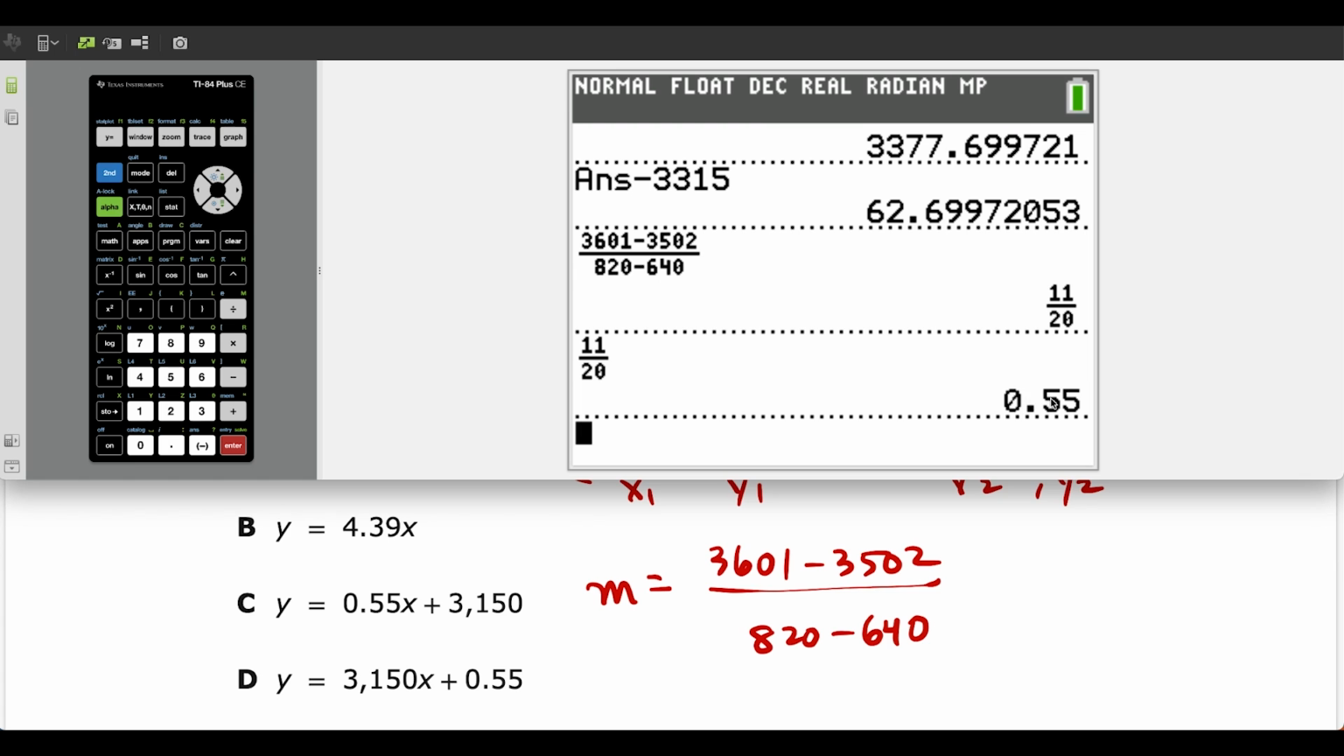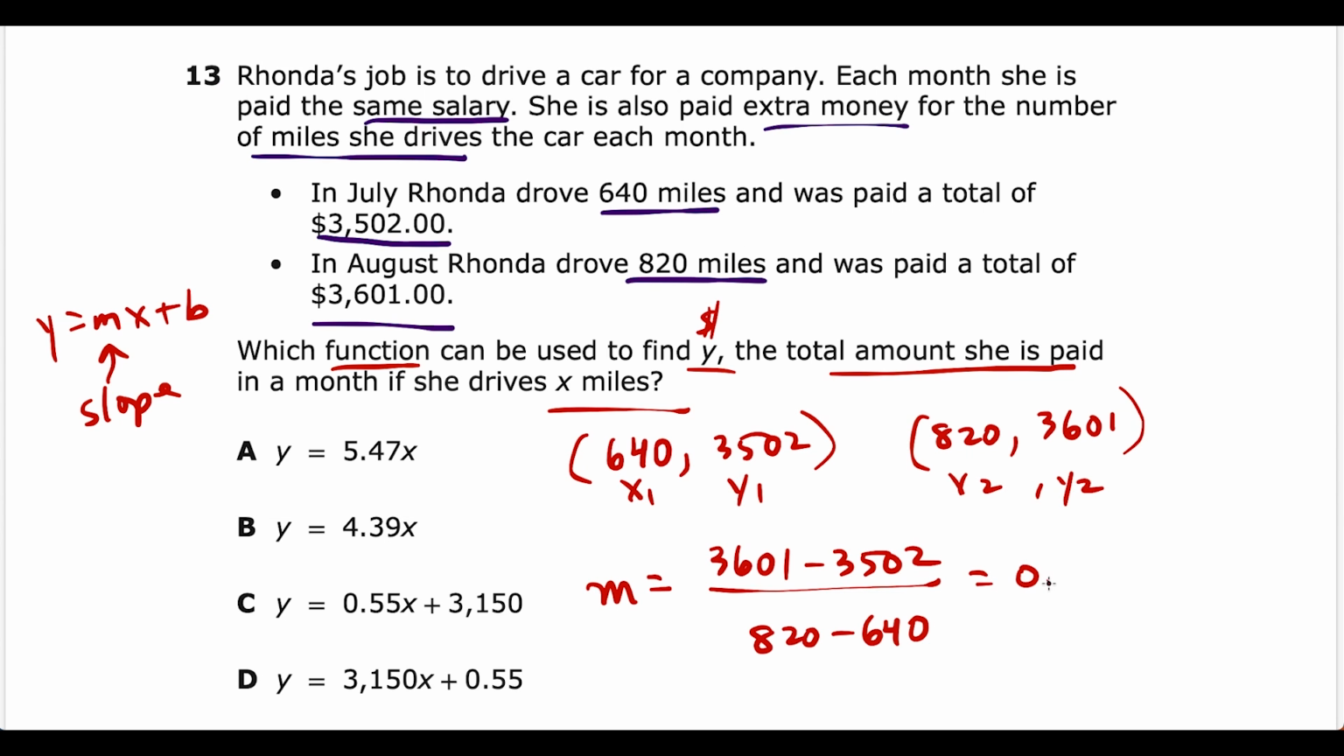is going to be 0.55. So this works out to 0.55. So that is the slope of our line. And notice the only answer choice that has that slope is choice C.